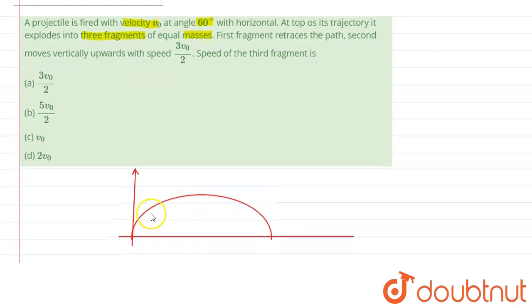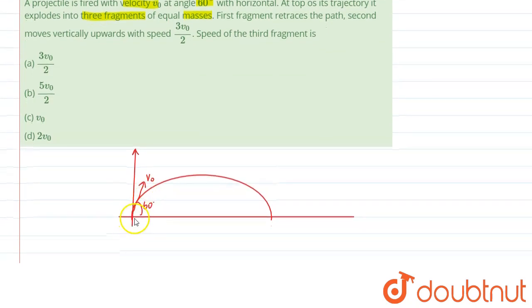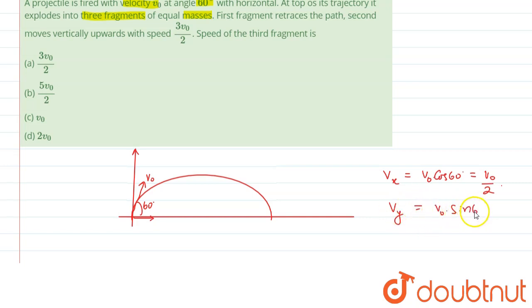So here if we consider the projectile fired at an angle 60 degree, which is given, and the initial velocity of projection is v0. So initial velocity of this particle will be v0 cos 60 degree along x-axis. So vx will be v0 cos 60 degree, that is v0 by 2, because cos 60 is 1 by 2. Similarly, initial velocity of projection along y will be v0 sin 60, although we don't need to do anything with this component, because at the highest point it is stated that the first particle retraces the path.